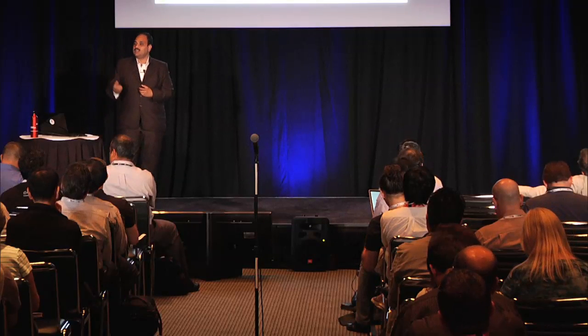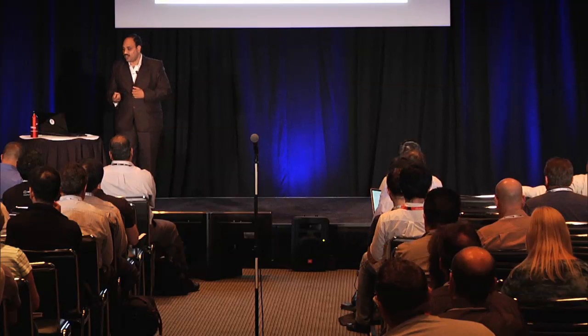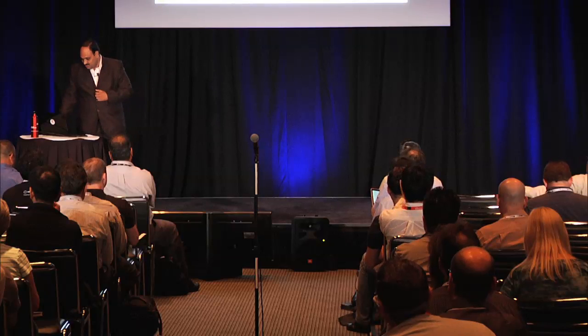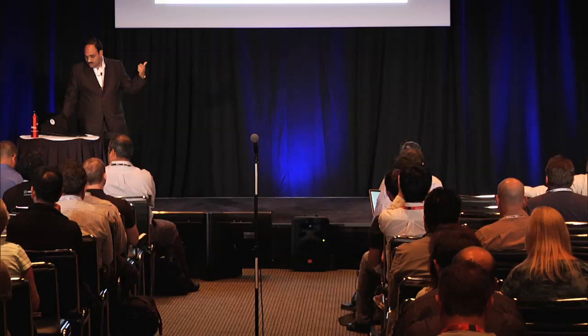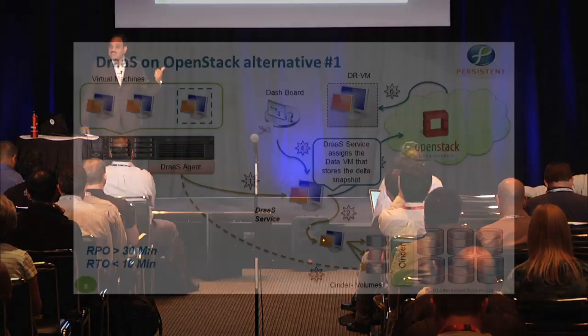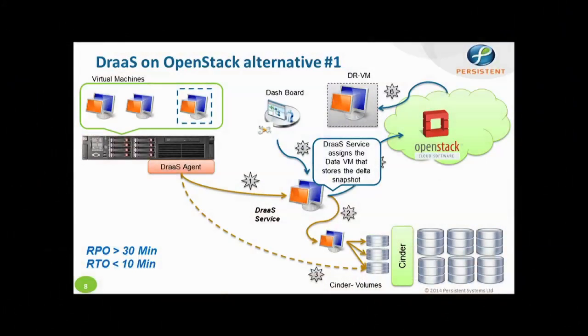The DRaaS agent on the source side has a configurable way of taking the delta changes, so it could be as short as 15 seconds or as long as 1 day. So it captures the data delta differences and sends them in a packet to the DRaaS service. So that's the first step. So DRaaS agents request the data backup, and then the DRaaS service sees what exact data, what exact endpoint is trying to do a backup.